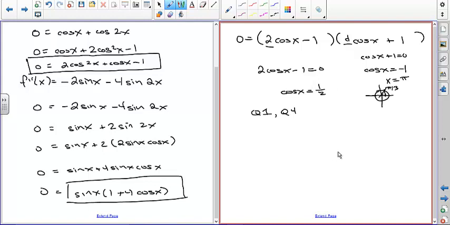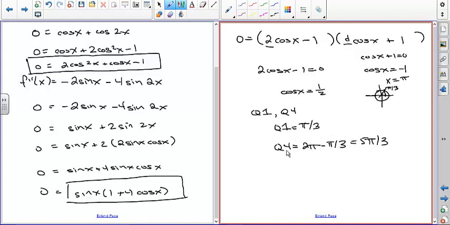You could do the same thing with the reference angle. So your first quadrant solution is going to be pi over 3, and then your fourth quadrant solution is going to be 2 pi minus pi over 3, which is going to be 5 pi over 3. So those are your solutions if you do it using the unit circle.